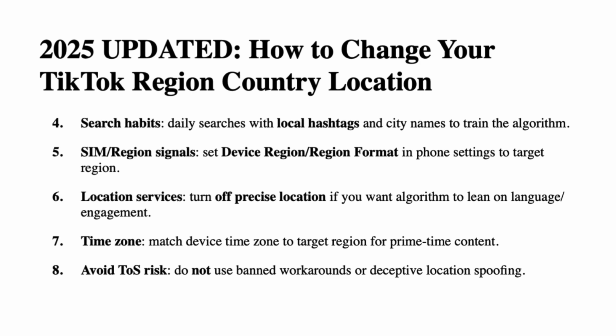6. Location services. Turn off precise location if you want the algorithm to lean on language and engagement. 7. Time zone. Match device time zone to the target region for prime time content. 8. Avoid TOS risk. Do not use banned workarounds or deceptive location spoofing.